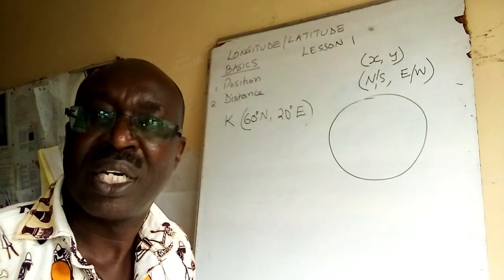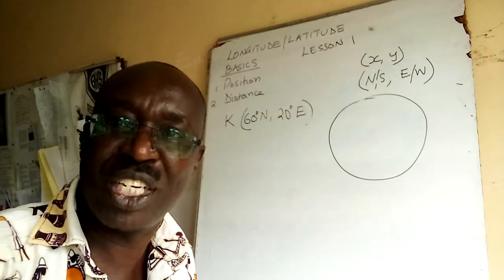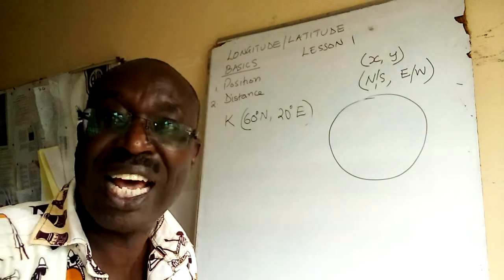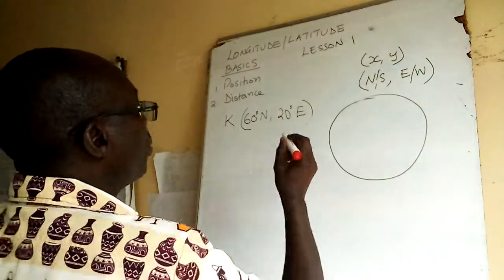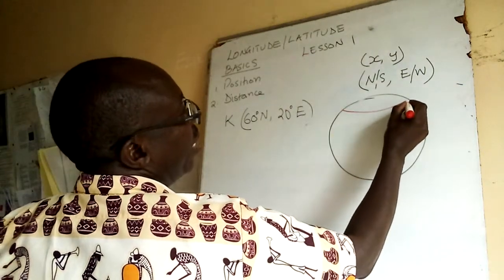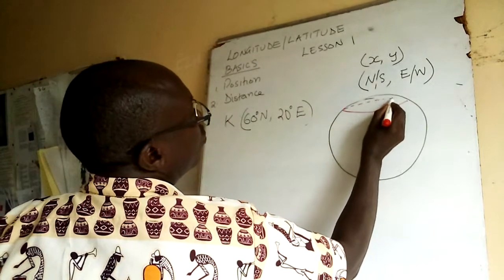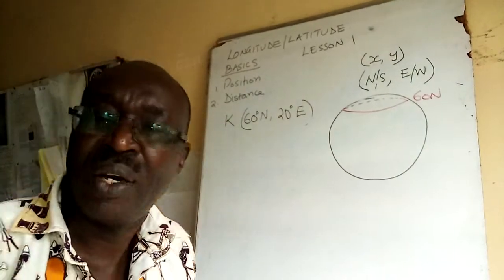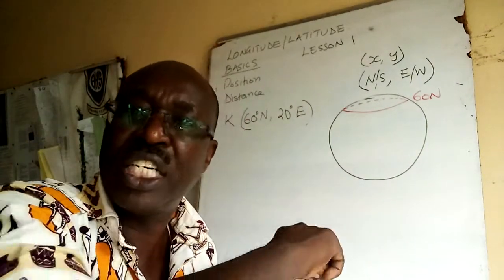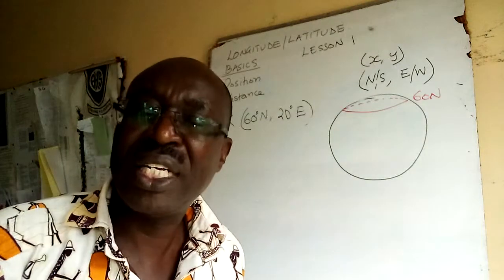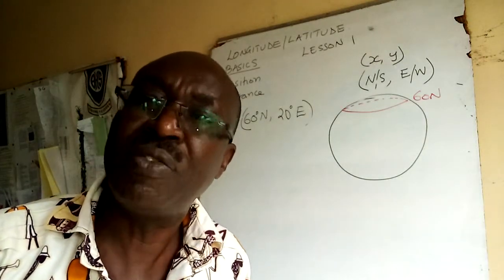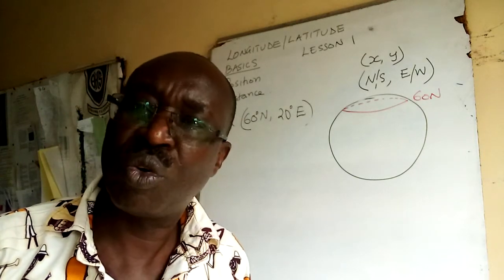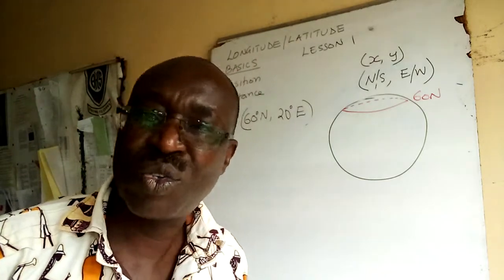Then 60 north. Remember, north is the northern hemisphere, S for south is the southern hemisphere. Latitude is found there. So 60 north, maybe there. Why have I put a dotted line? Because it is a circle, specifically a small circle. We also have names like great circle and small circle.